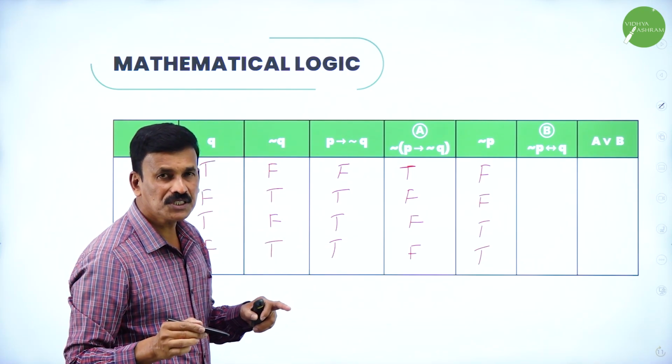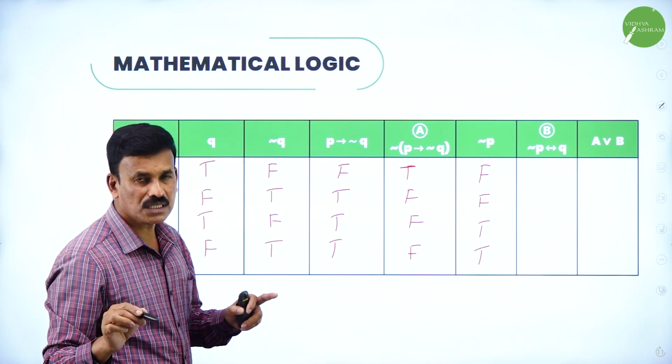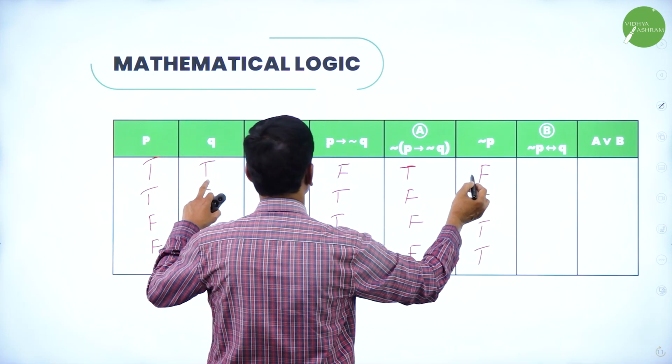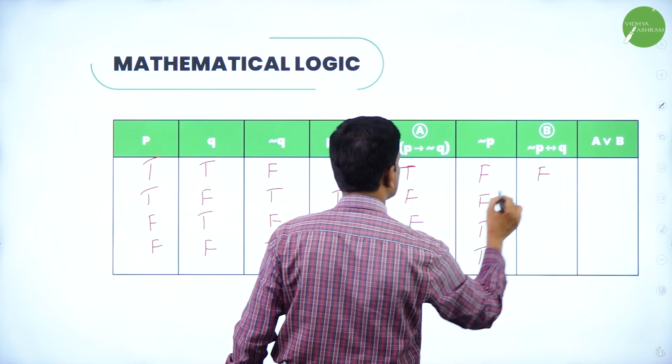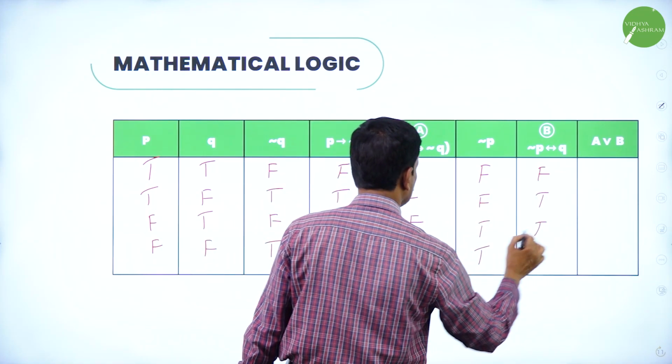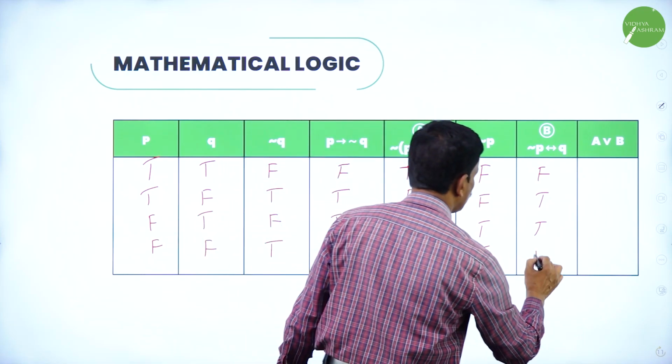For biconditional, true and true is true, false and false is also true. In other cases it is false. So the biconditional between false and true is false, false and false is true, true and true is also true, and true and false is false.